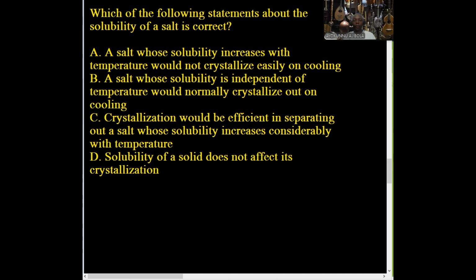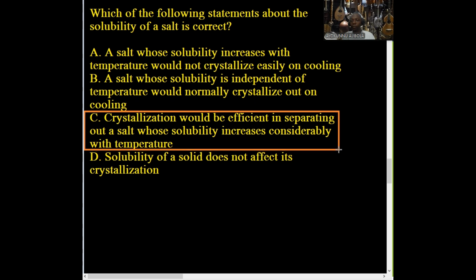Now, what we need to know is that crystallization is based on the principle of solubility, just like you mentioned. Compounds which are solutes tend to be more soluble in hot liquid, which is the solvent, than in cold liquid. So if a saturated hot solution is allowed to cool, the solute is no longer soluble in the solvent and forms crystals of the pure compound. So the correct option there will be C. Crystallization will be efficient in separating out salt whose solubility increases considerably with temperature.